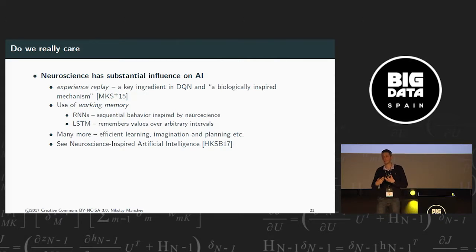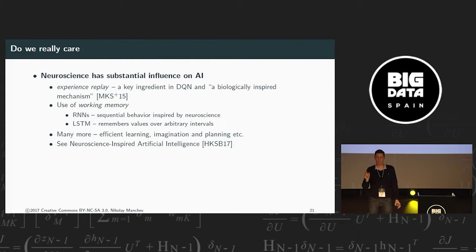And I could make the argument that we are measuring the success of these networks on a very limited set of problems that are very, very suitable for solving with neural networks and deep networks. However, even if I don't make this argument, I would like to point out that neuroscience has substantially influenced and informed artificial intelligence. If you think about, for example, experience replay, that's a key component of DQN.